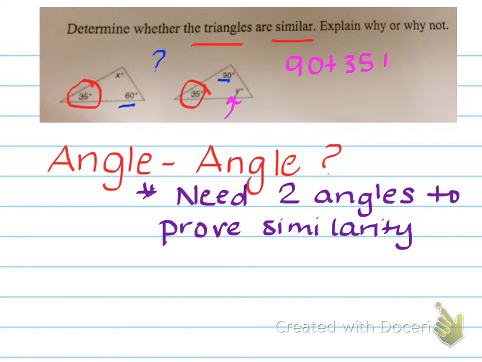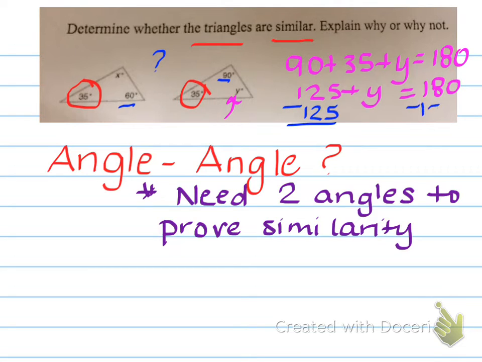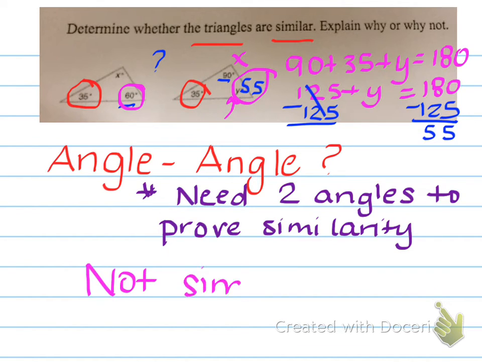So y is, in this triangle, we've got 90 plus 35 plus y equals 180. And all I've done there is I'm taking my triangle understanding again. I know that that's got to equal 180, so I've got 90 and 35. So we're going to find out what y is. So 90 plus 35 is 125. You're going to subtract the 125 from both sides, and you're going to get 55. So now we know for sure, because this angle is 55 on this triangle on the right-hand side, and the angle in the triangle on the left-hand side is 60. So now we can say for sure, without a doubt, that these two triangles are not similar.